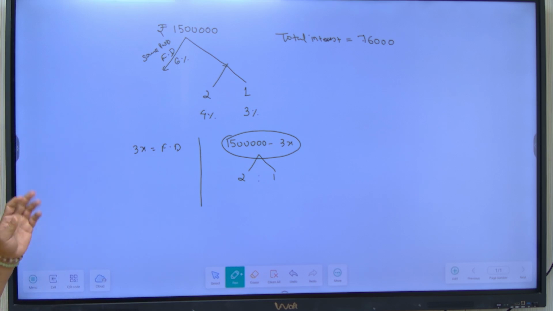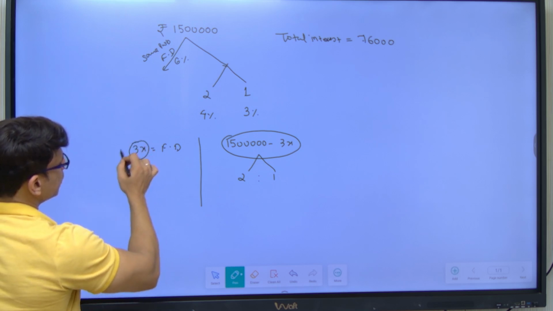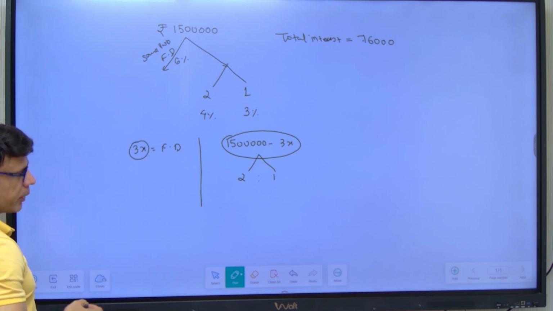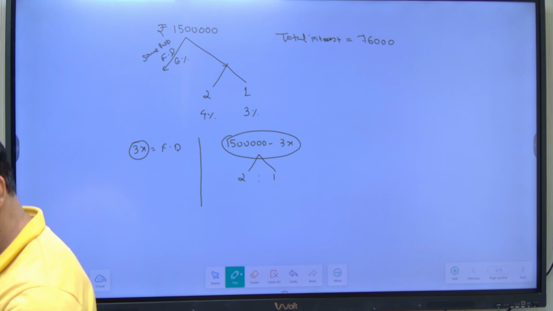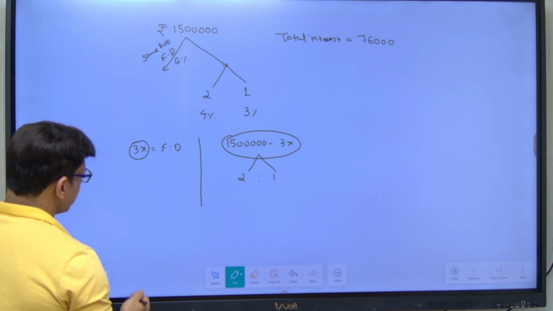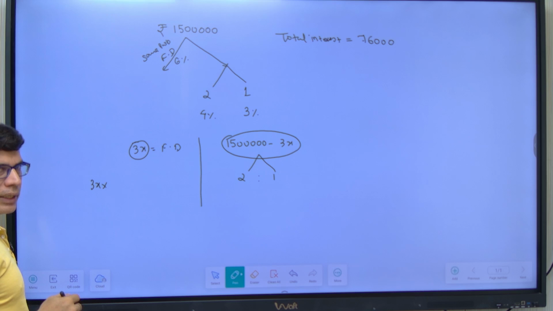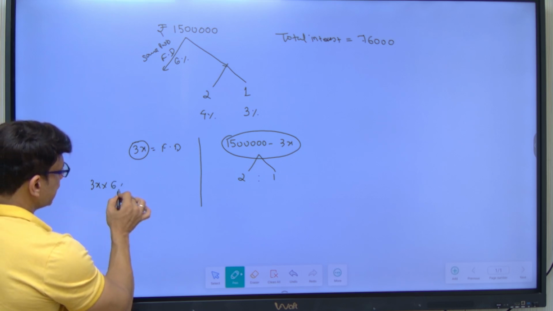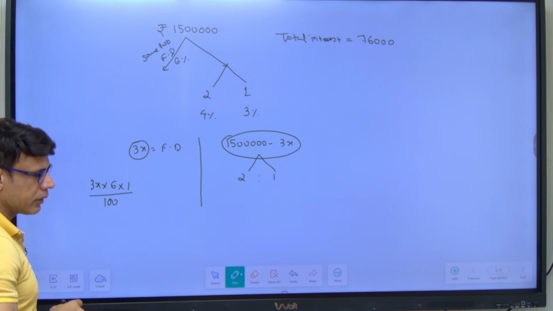Right, so let's understand how much interest you will get here after 1 year. Whether it is simple interest or compound interest does not matter, because for the first year, simple interest and compound interest are the same. So here principal is 3x, rate is 6% and time is 1 year, divided by 100. This is the interest he will earn here.